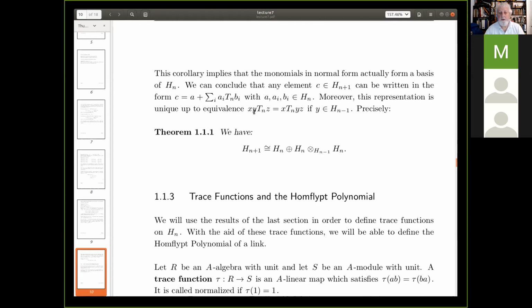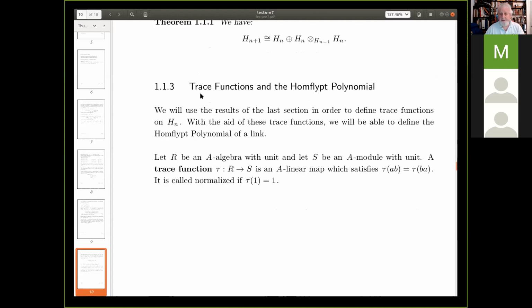We can move the y past the Tn if y is in Hn-1. Okay, so we have this theorem that Hn+1 is Hn, corresponding to the A here, and then Hn tensor Hn, the tensor being over Hn-1, because the Hn-1 elements commute around it. So that's what that little symbol means on a tensor product. Okay, so that's progress.